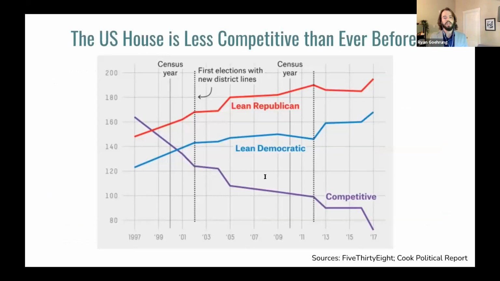Though gerrymandering has been a persistent problem in the United States for over 200 years, as this graph shows, the problem is getting worse. On the y-axis, you can see the number of seats in the House, and on the x-axis, the time since 1997. The two solid vertical lines are census years, which mark when district boundaries are redrawn, and the dotted vertical lines is the first congressional election using those new maps. So as you can see, after new maps were adopted in the last 2 cycles, we see a notable increase in safe seats for both major political parties and a corresponding decrease in the number of competitive seats in the purple.